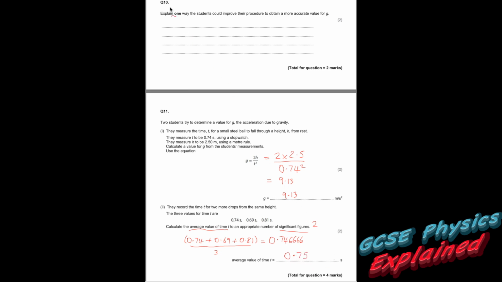Now we'll go back to question 10, and this will make sense now. Explain one way the students could improve their procedure to obtain a more accurate value for g. Right, well in order to get g, we'll do 2 times h and divide that by t squared. So just like before, we could increase h, the height, because then that would allow you more time to start and stop the stopwatch, which would reduce inaccuracies due to reaction time by human error.